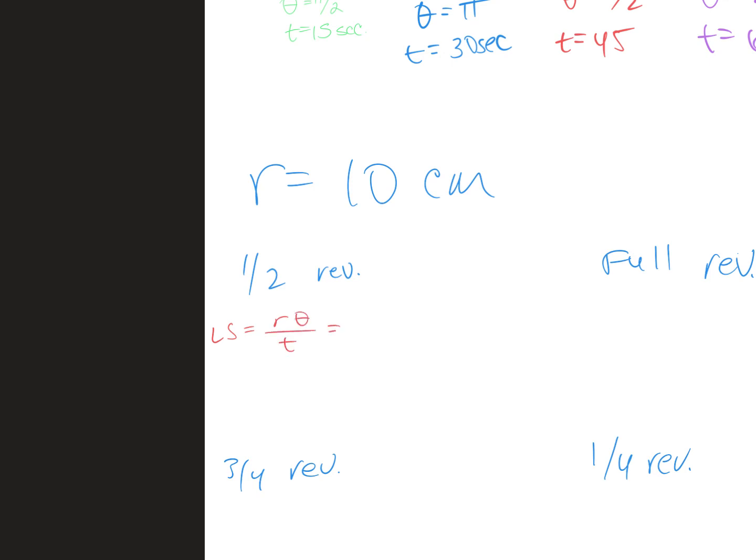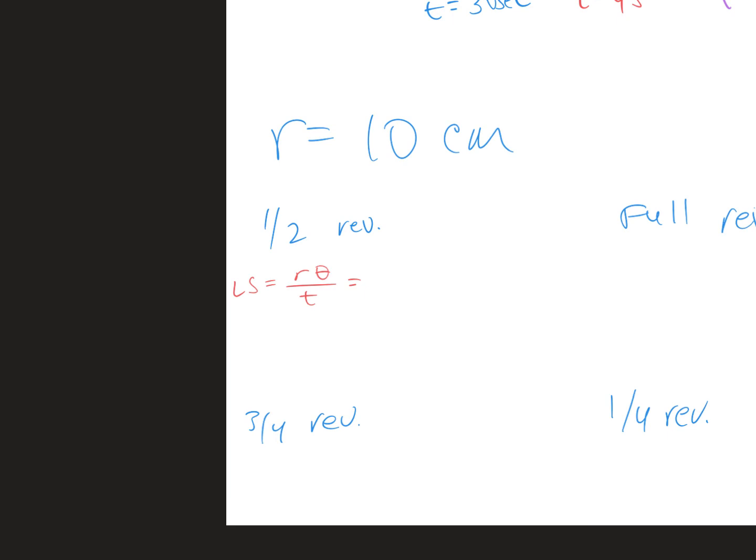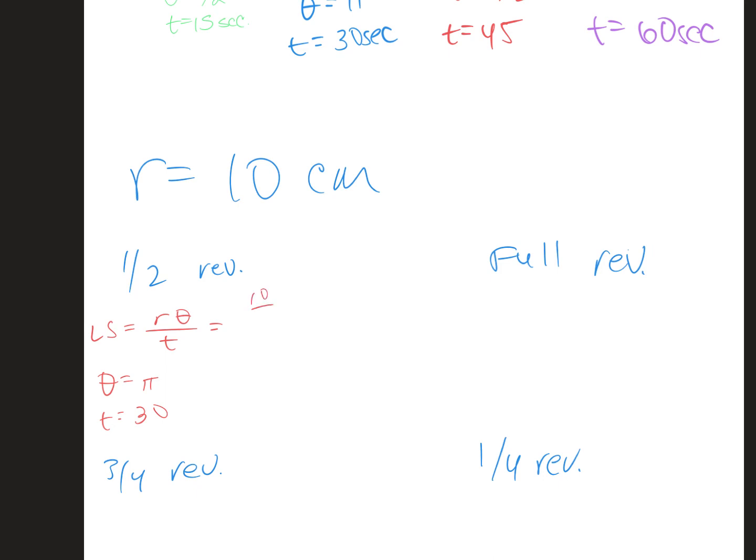So in this first example, a half revolution, what is your theta? What is your measurement of your central angle in a half revolution? Pi, good. And what is the time? How much time elapsed in half of a circle? 30. So you would work this problem out. You say my radius is 10 over 1 times my theta is pi over 1, right? Divided by 30. Simplify the numerator first. What's 10 times pi? 10 pi over 30. What does that give you? Pi over 3. So it's pi over 3 centimeters per second. That's linear speed for half of a revolution.